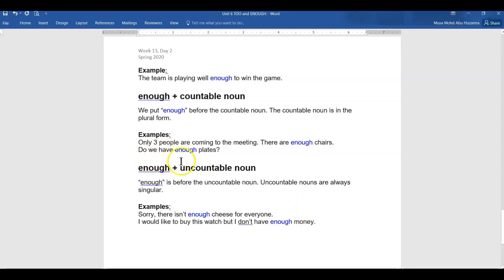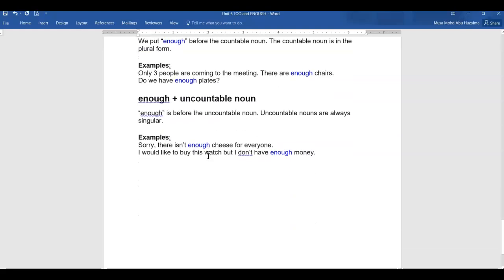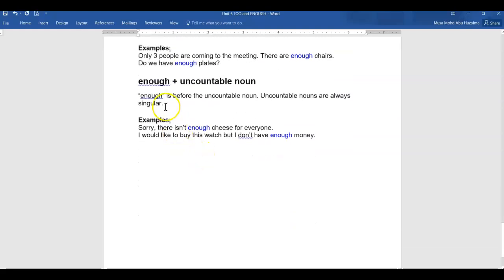Question: do we have enough plates? We used enough before the countable noun, plates. Now, the last one is we use enough plus an uncountable noun. But enough is used before the uncountable noun, exactly like here. For example: sorry, there isn't enough cheese for everyone. Cheese is uncountable. It can't be counted. It doesn't have a singular or plural. It's one form. There isn't enough cheese for everyone.